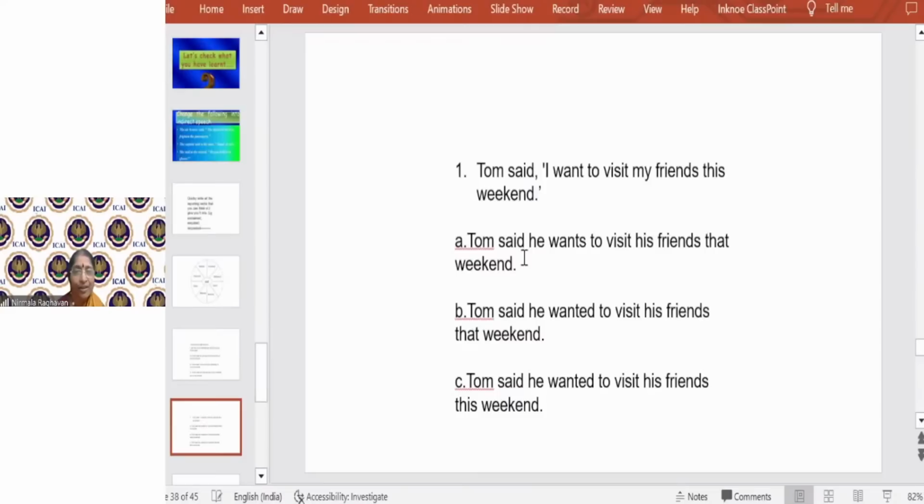Now let me see the first one. "Tom said, he wants." It's wrong. Okay, so that's gone. Now let me look at C. "Tom said he wanted to visit his friends this weekend." This weekend is wrong. So let me go back to B. "Tom said he wanted to visit his friends that weekend." So B is the right answer. Those of you who have said C or A, you have to be more alert and careful.